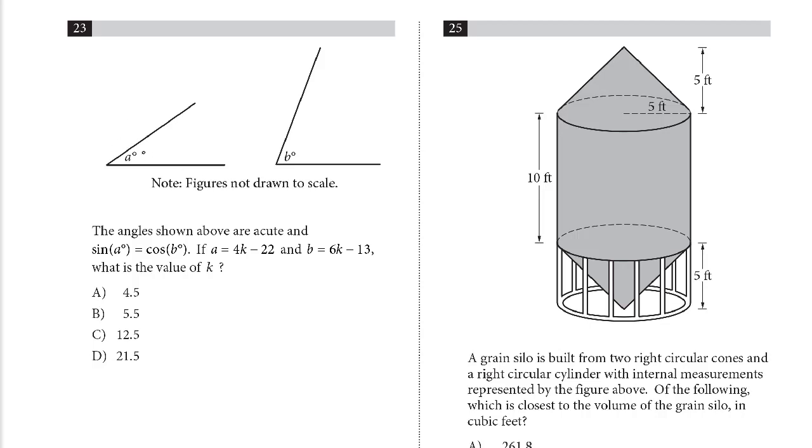Okay, I've got angle A and angle B. They say angles A and B are acute. We can kind of see that already from the diagrams. And sine of A equals cosine of B. If the sine equals the cosine, that's our cofunction rule, that means the angles A plus B must be complementary. They must sum to 90 in degrees.